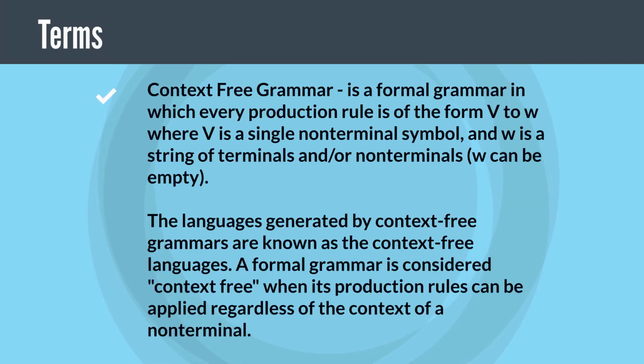Context-free grammar is a formal grammar in which every production rule is of the form V to W, where V is a single non-terminal symbol, and W is a string of terminals and/or non-terminals. W can be empty. The languages generated by context-free grammars are known as the context-free languages. A formal grammar is considered context-free when its production rules can be applied regardless of the context of a non-terminal.